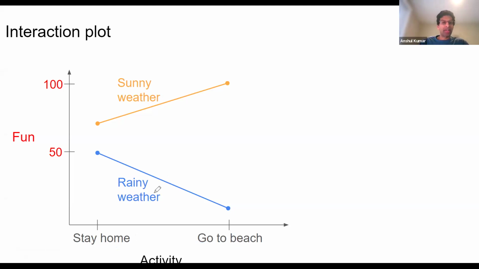And then we have two separate lines for our weather variable. There are two possible outcomes for our weather variable. One is that the weather is rainy. The other is that it's sunny.